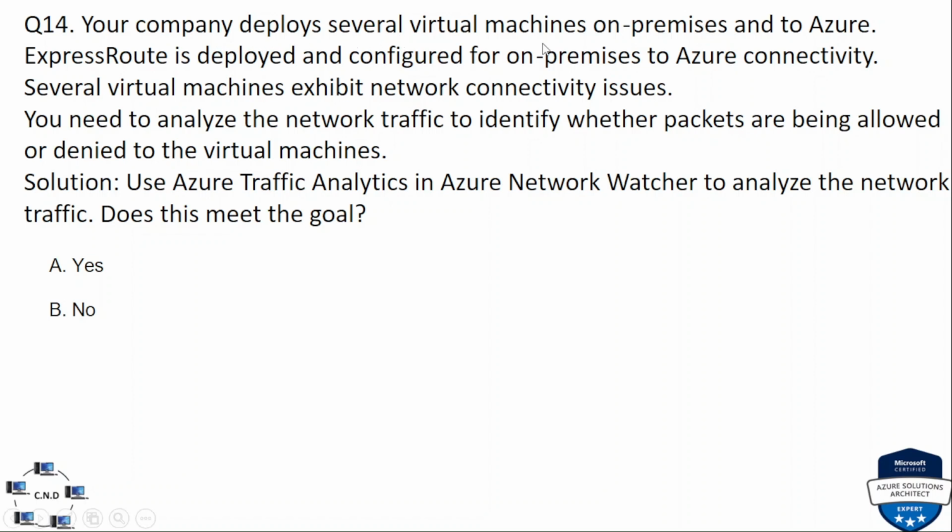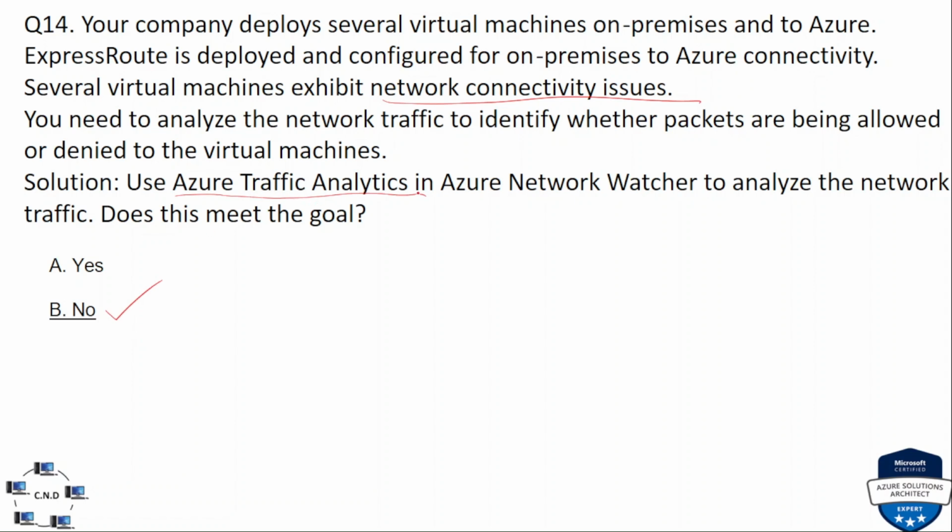Your company deploys several virtual machines on premises and to Azure. ExpressRoute is deployed and configured for on-premises to Azure connectivity. Several virtual machines exhibit network connectivity issues. You need to analyze the network traffic to identify whether packets are being allowed or denied to the virtual machines. Solution: Use Azure Traffic Analytics and Azure Network Watcher to analyze the network traffic. Does this meet the goal? And the options are yes or no, and the correct option is no.